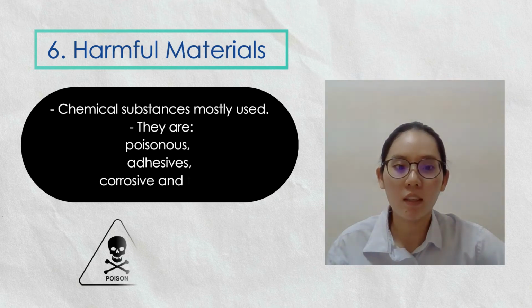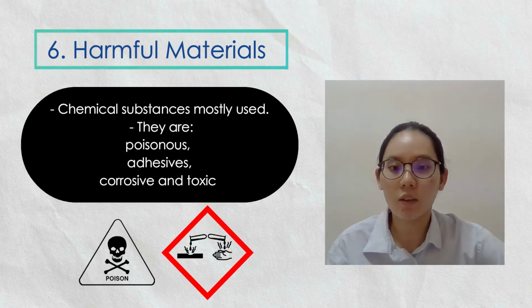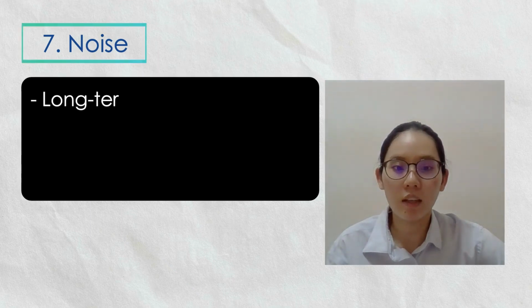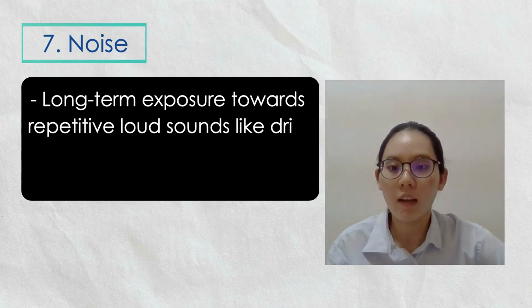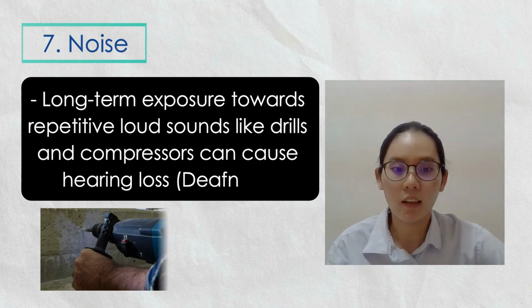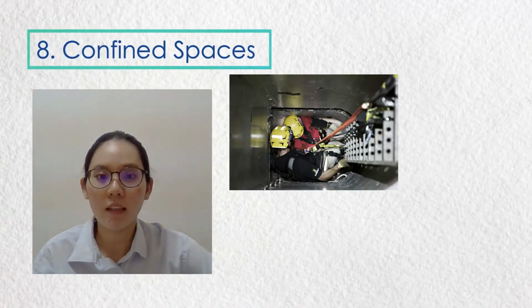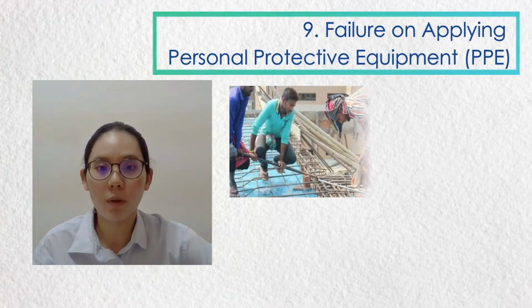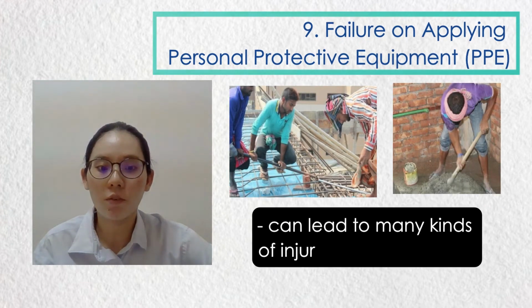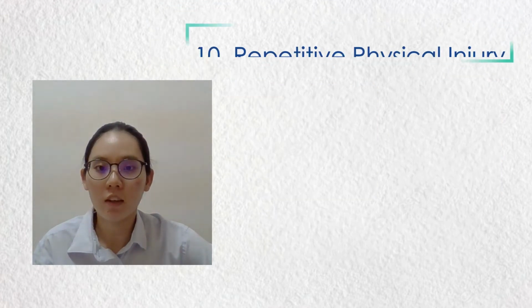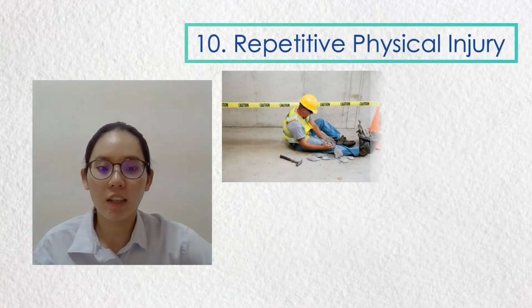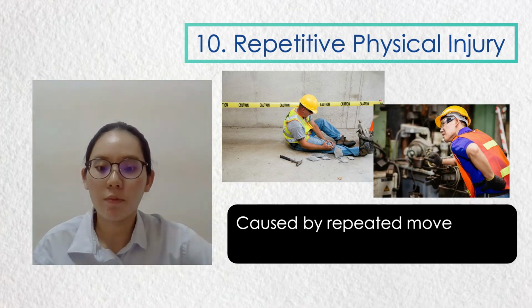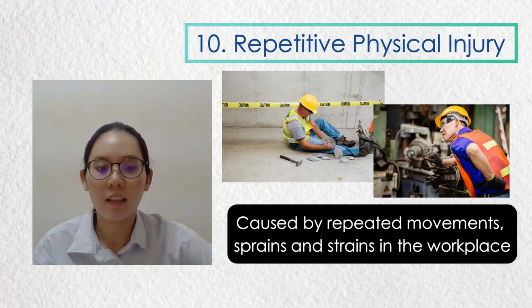Most of them are poisonous, adhesive, corrosive, and toxic. On the other hand, long-term exposure to repetitive, loud sounds such as drives and compressors can cause hearing loss. Next, working in confined spaces also faces the risk of life-threatening hazards. Failure to apply personal protective equipment can lead to many kinds of injury and damage. Last but not least, repetitive physical injury is caused by repeated movement strain in the workspace.